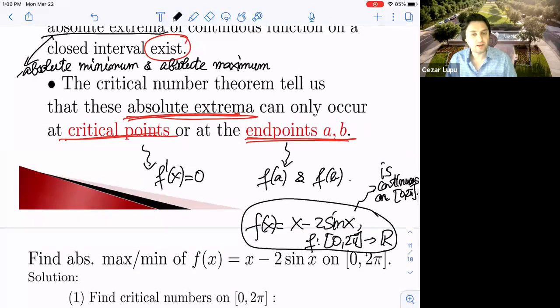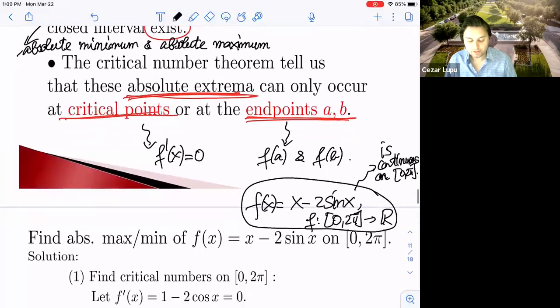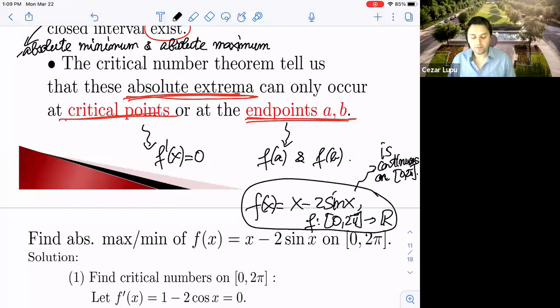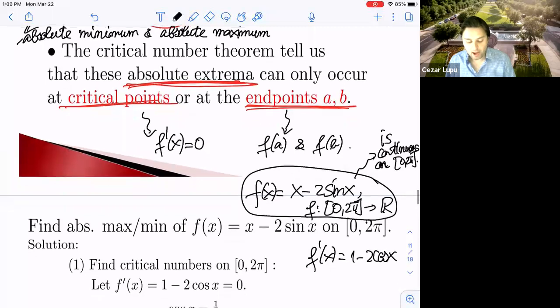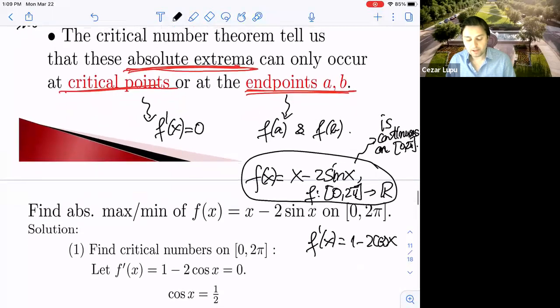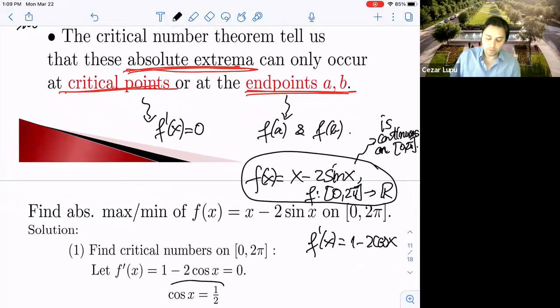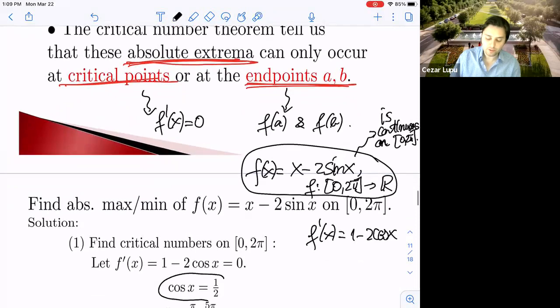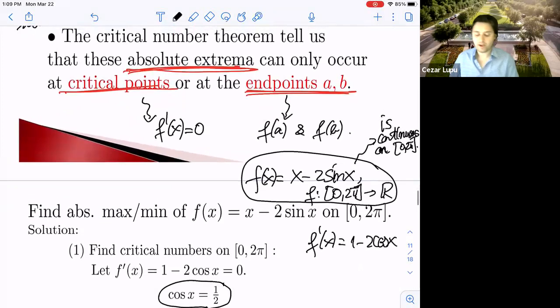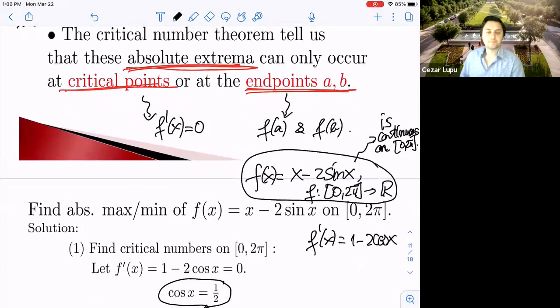So first, we need to find critical numbers on 0, 2 pi. So we compute the derivative. f prime of x is nothing else than just 1 minus 2 cosine of x, right? You will set this equal to 0, and you'll end up with this equation here: cosine of x is 1/2, right?